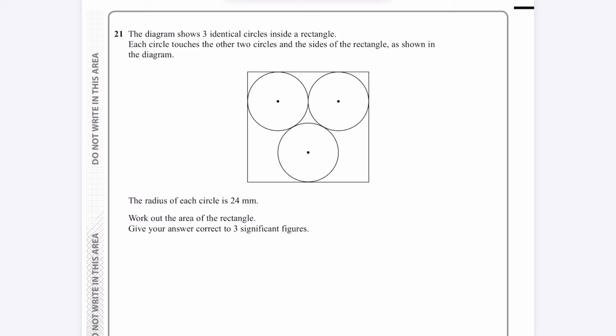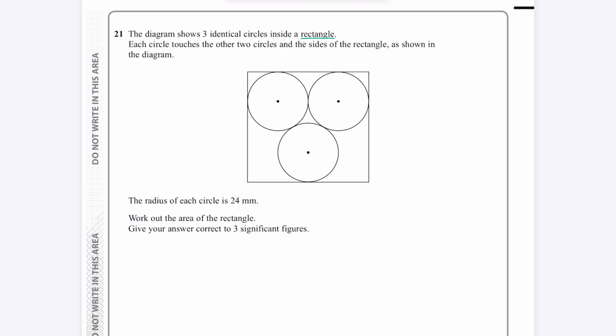The diagram shows 3 identical circles inside a rectangle. So that's key there. It's inside a rectangle. In a square, all sides are the same. In a rectangle, they're not. So each circle touches the other 2 circles, and the side of the rectangle are shown. The radius of each circle is 24 millimeters. Work out the area of the rectangle.